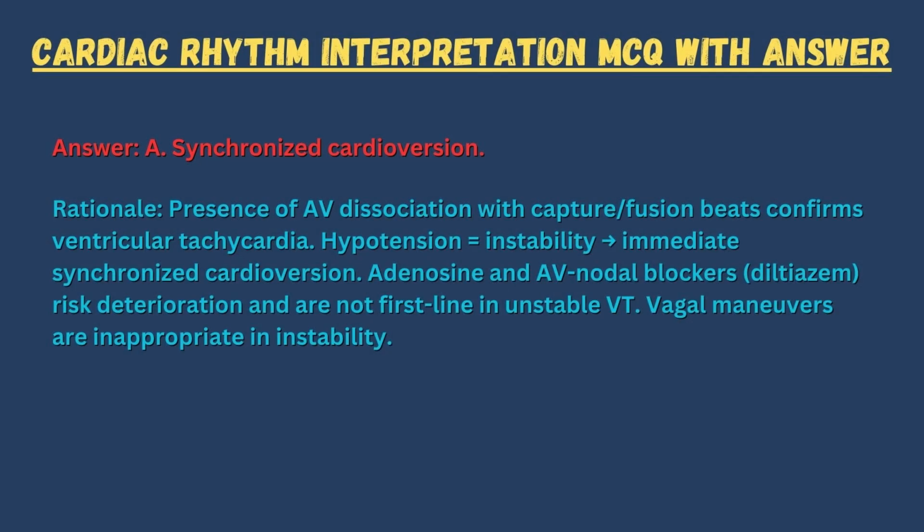Answer: A. Synchronized cardioversion. Rationale: presence of AV dissociation with capture and fusion beats confirms ventricular tachycardia. Hypotension equals instability, so immediate synchronized cardioversion. Adenosine and AV nodal blockers like diltiazem risk deterioration and are not first line in unstable VT. Vagal maneuvers are inappropriate in instability.